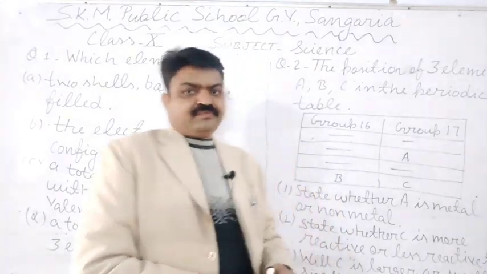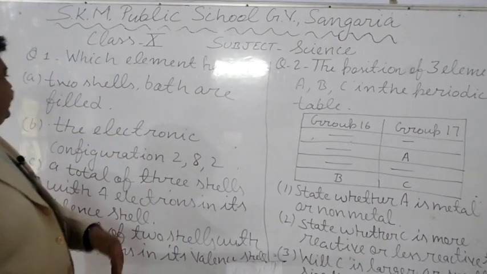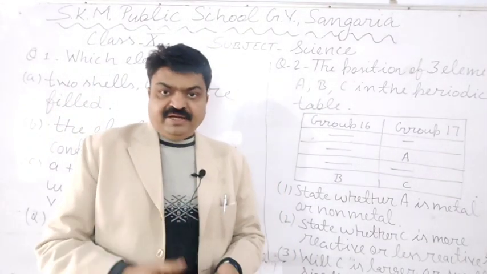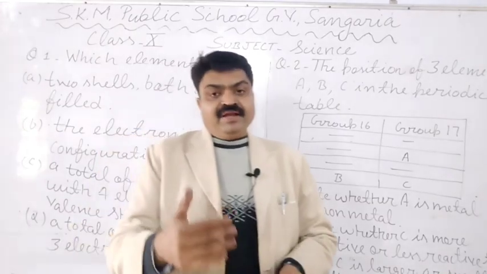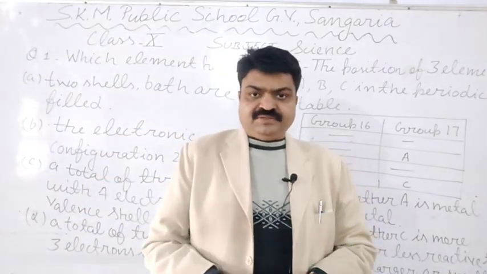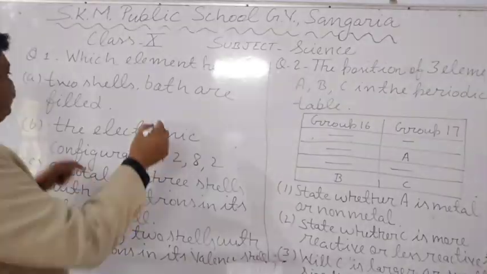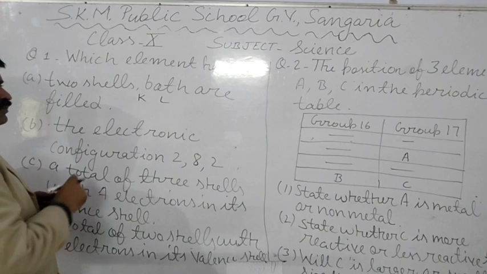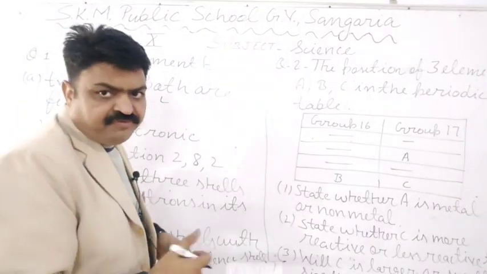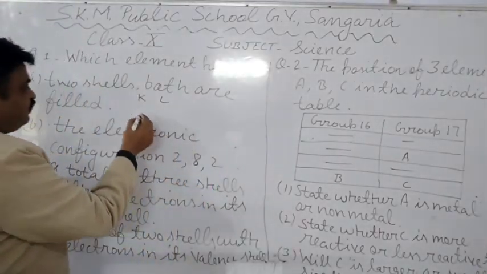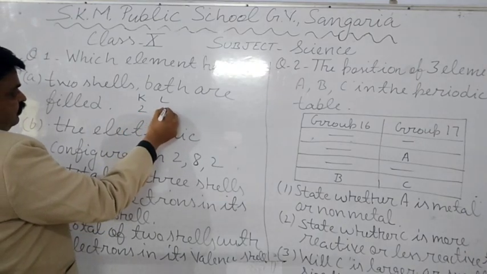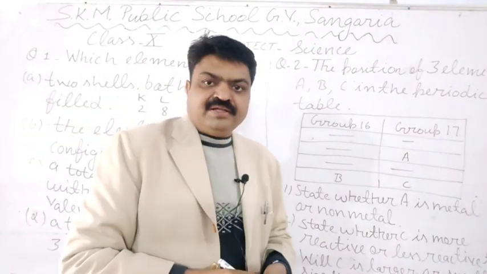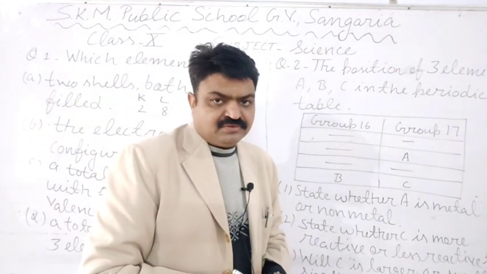Which element has two cells, both filled? Means there is one element and the element has two cells. So first we will write it. What are those two cells? It may be K cell and L cell. Those cells are completely filled, so we can write 2 and 8. Means in the K cell there are 2 electrons and in the L cell there are 8 electrons.